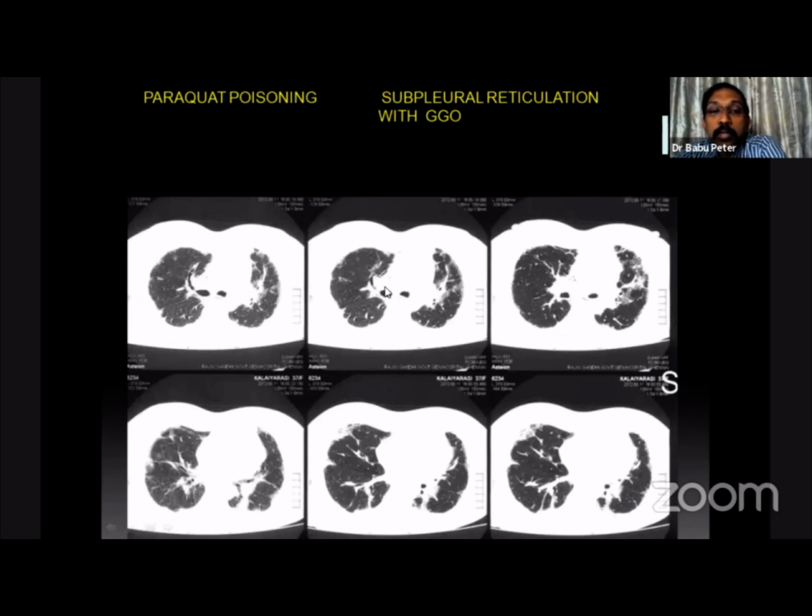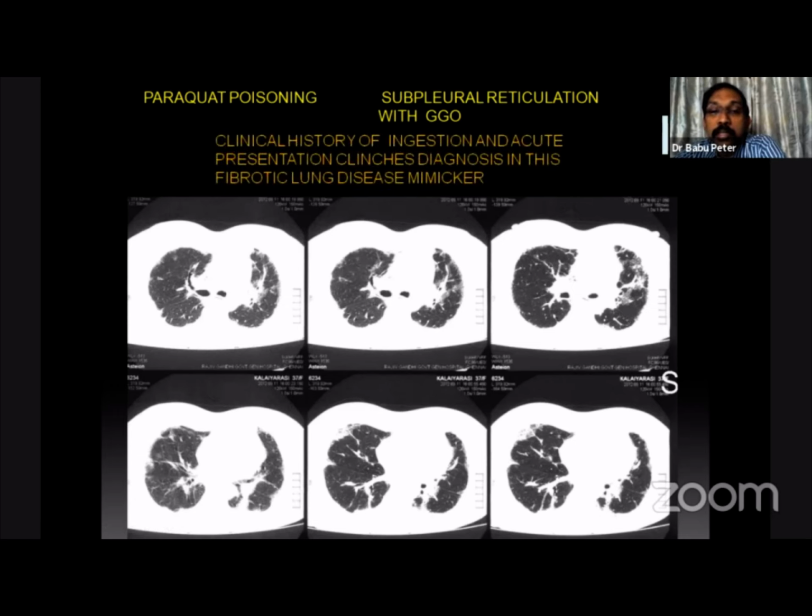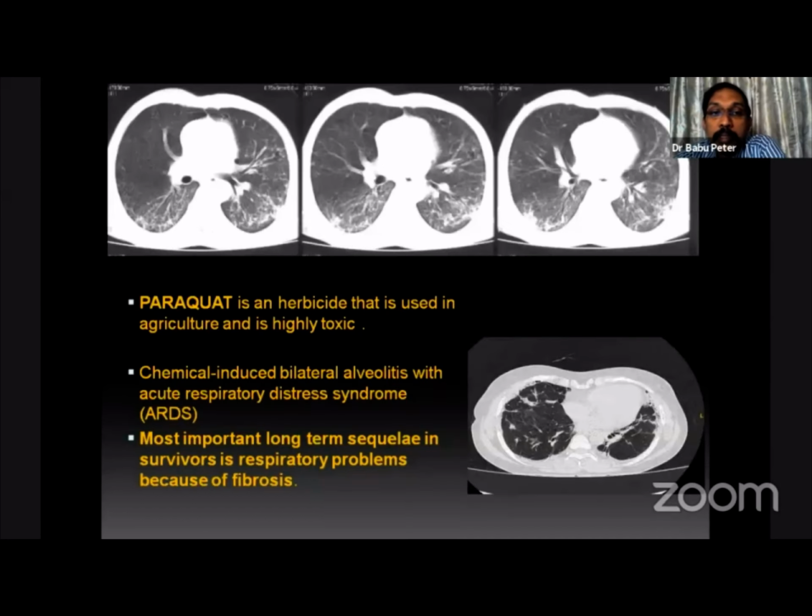And this is another case that we had of paraquat poisoning. Again, we see subpleural ground glass, subpleural reticulation. And I wish to highlight all these changes, although this is very rare, is that we have to always elicit the clinical history and the type of presentation of the patient, whether it is acute presentation. So this will clinch the diagnosis in this patient who actually mimics a fibrotic lung disease. So again and again, I wish to stress the importance of history and do not report HRCT chest blindly without any history background or any other clinical detail.